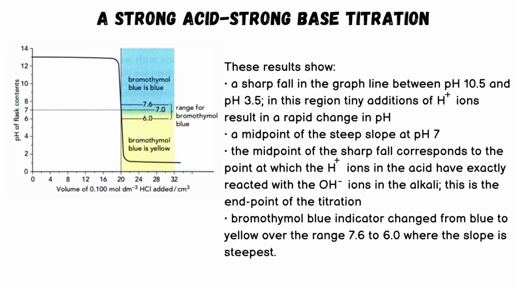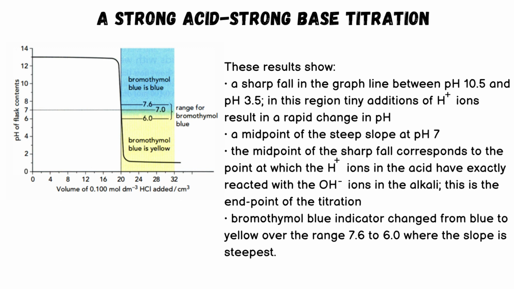The results show a sharp fall in the graph line between pH 10.5 and pH 3.5. In this region, tiny additions of H+ ions result in a rapid change in pH, with a midpoint of the steep slope at pH 7. The midpoint of the sharp fall corresponds to the point at which the H+ ions in the acid have exactly reacted with the OH- ions in the alkali. This is the end point of the titration.